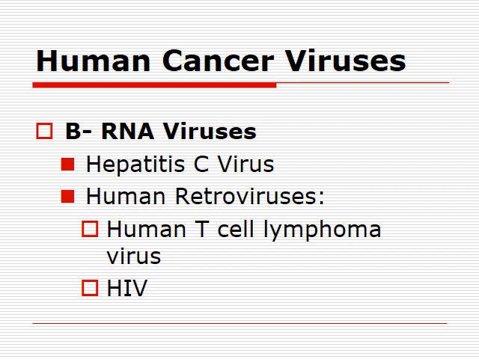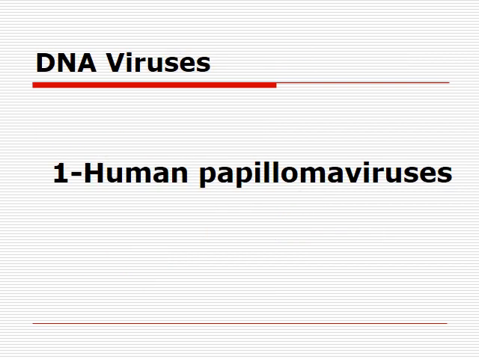RNA viruses include mainly hepatitis C virus and human retroviruses, especially human T-cell lymphoma virus, HTLV. Now we will start with a brief definition of the oncogenic effect of these viruses. First, we start with DNA viruses, human papillomaviruses.